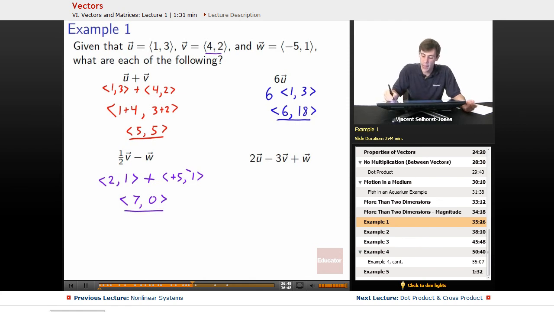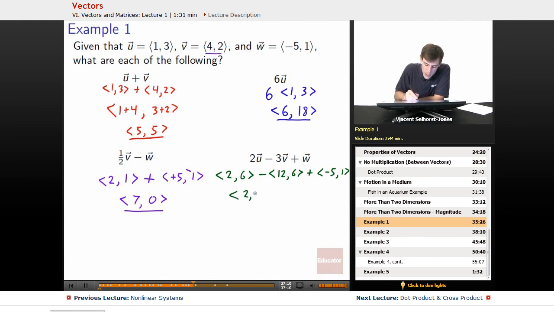There we go. And the last one, if we've got 2u minus 3v plus w, all right, so 2 times u, 2 times 1, 3 will become 2, 6. Minus 3 times 4, 2 will become 12, 6. Plus w was -5, 1. Great, so 2, 6 minus, so that would make that -12, -6, plus -5, 1. At this point, we could add them all together. We could add them one by one, so it doesn't really matter how we approach this.